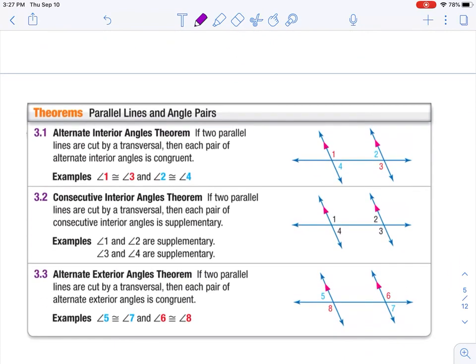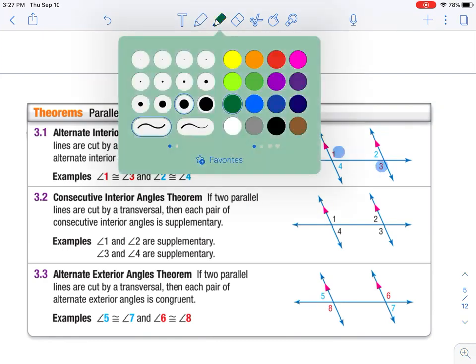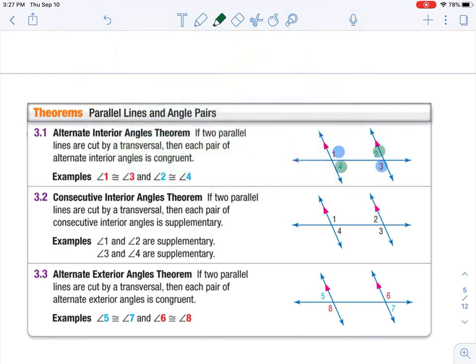All right, so we had 3 things. We're going to add 3 more that we can use. So, alternate interior angles theorem. Once again, if 2 parallel lines are cut by a transversal, then each pair of alternate interior angles are congruent. So 1 and 3 are congruent because they're alternate interiors. 2 and 4 are congruent because they're alternate interiors.